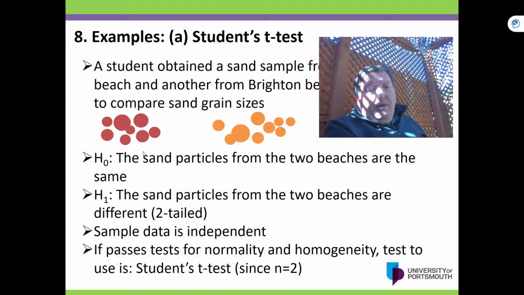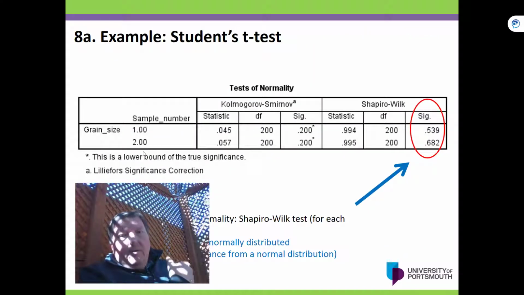And so the test we would use for this is a student's t-test. If it passes the normality test, and if it passes the homogeneity of variance test, then we will proceed with a student's t-test, because n equals 2. And n is the group number, nothing to do with how many grains are in that sample. So it's just the group number. So here is some data you might use. So we've got group 1 and group 2.